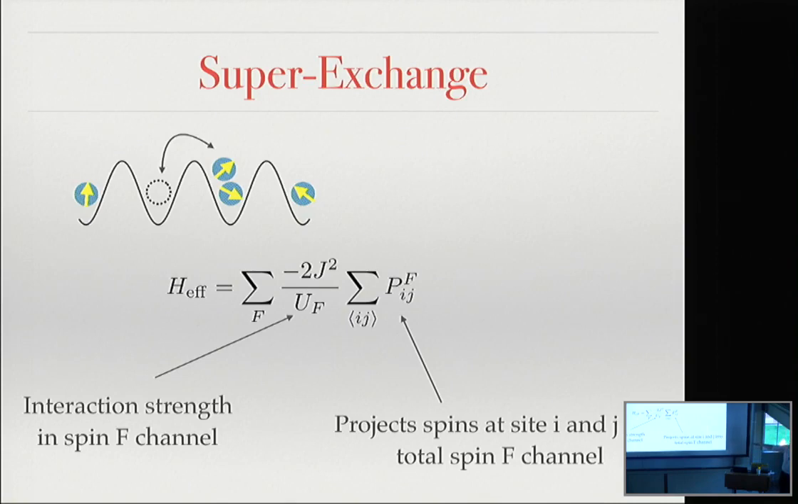And we can write the effective Hamiltonian as we sum over all of those values. And we have some coefficient, which is second-order perturbation theory, and a projector making those pairs into that spin. Okay? And if you look at something like rubidium, these U_Fs are roughly all the same. If you look at lithium, they have a little more of a spread.